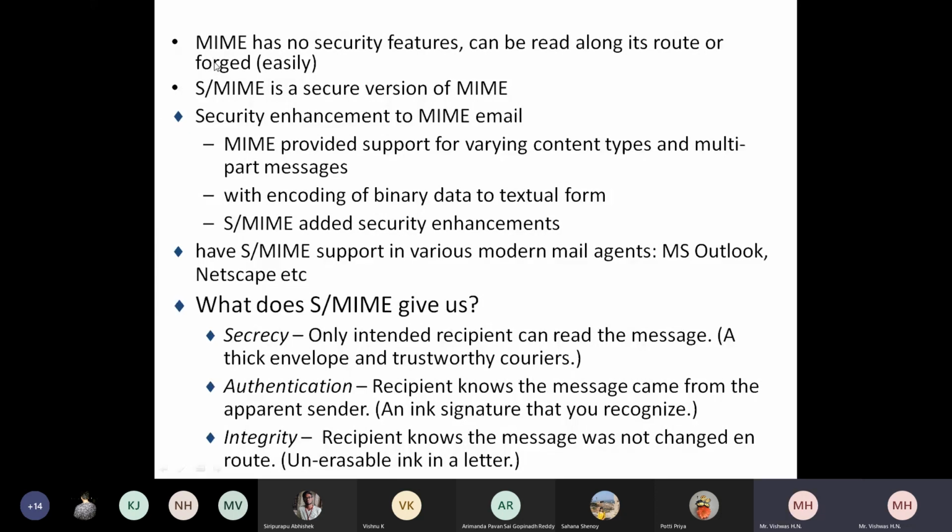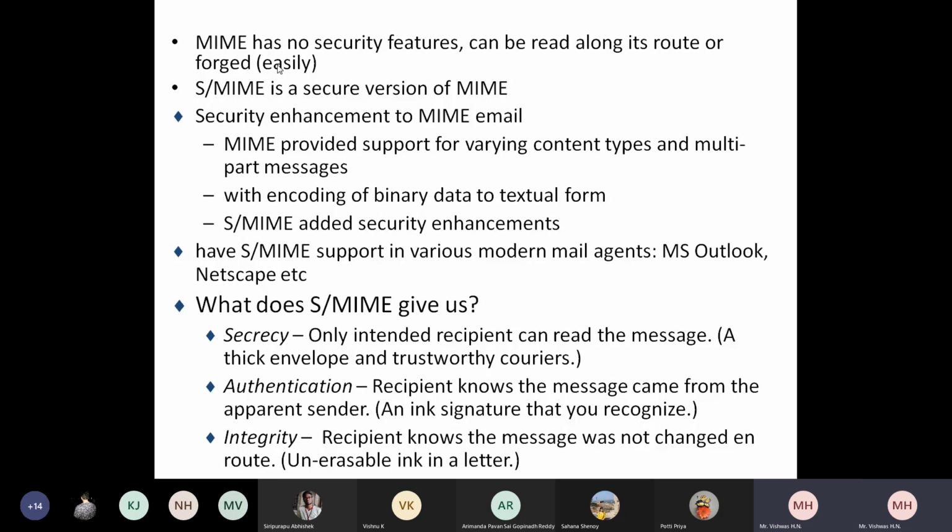MIME has no security features; it can be read along its route or forged. Is that clear? If you use only MIME, it doesn't have any security features. For that, you have S/MIME, which provides security. S/MIME is a secure version of MIME, a security enhancement to MIME email. MIME provides support for varying content types and multi-part messages, with encoding of binary data to textual form. S/MIME added security enhancements for this. Is that clear? S/MIME is supported in various modern mail agents, like MS Outlook, Netscape, etc.